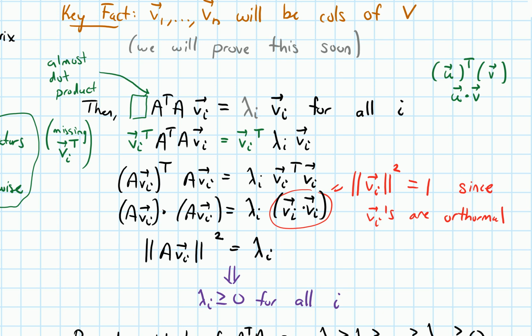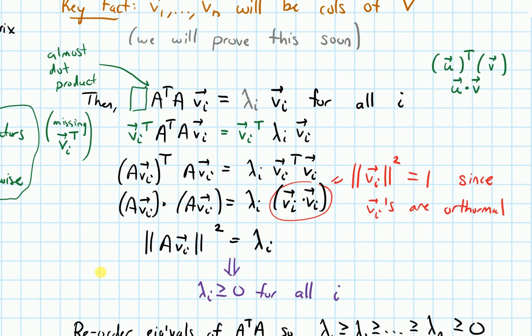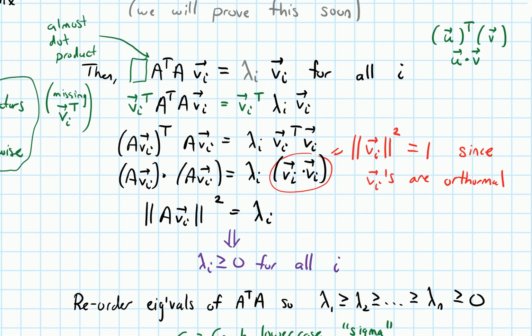So what I want to do next is, now I know all the eigenvalues are real, and in fact they're all non-negative. I'm going to reorder them in what's called descending order. So reorder the eigenvalues of my matrix A transpose A, so that lambda_1 is the biggest, lambda_2 is the second biggest, all the way until lambda_n is the smallest. But we know that all of these are greater than or equal to 0. And of course, some of these eigenvalues might be repeats.